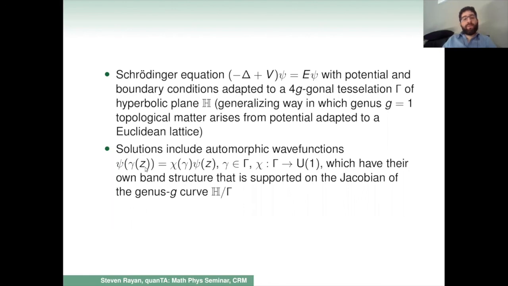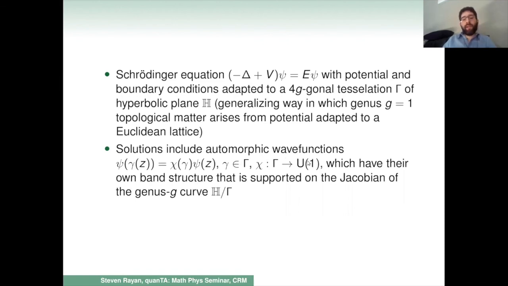So these are wave functions that obey this kind of symmetry, where lowercase gamma here is an element of the Fuchsian group, if you like, a translation of the tiling. So when I translate, we pick up a factor here, chi, and this is really a unitary factor of automorphy. This is a character for the fundamental group of the Riemann surface that we get by taking the hyperbolic plane and modding out by gamma. So this is a U(1)-valued character. And so we can keep track of these characters.